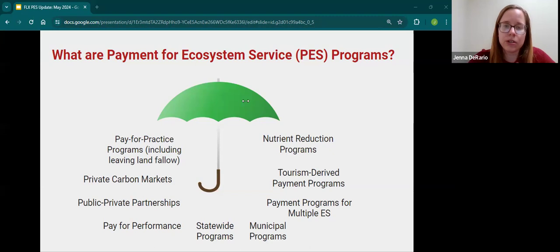So that's where we really started to formulate the idea to pilot a program that was focused specifically on these farms that weren't able to access current PES programs, current carbon markets in the region. And so we really started developing the idea for a regional approach.